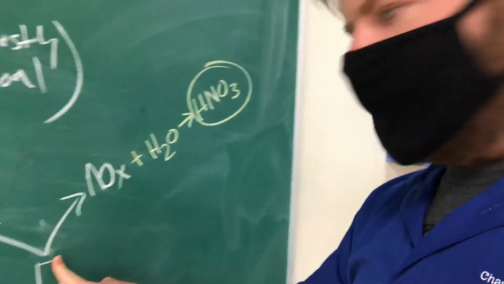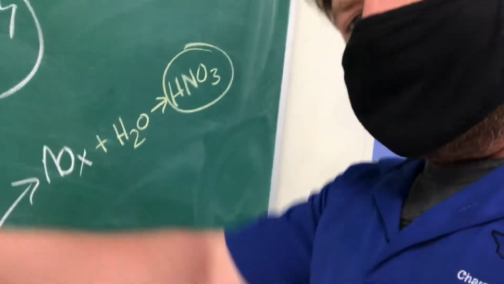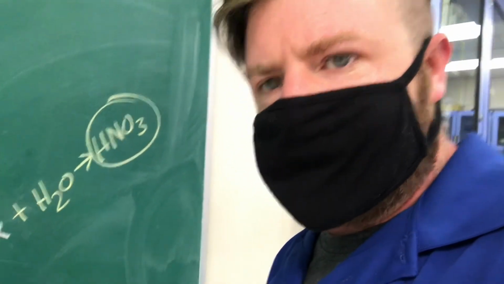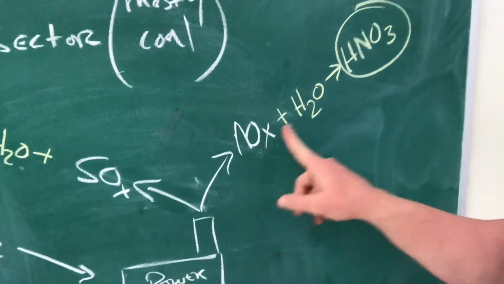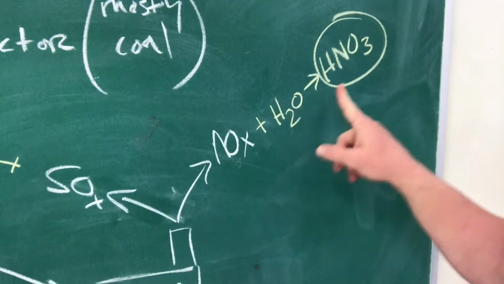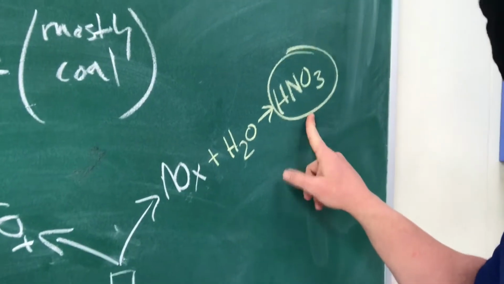Now, in this diagram, because we're sucking in nitrogen from the atmospheric air, NOxes are also going to be created. This is the same reaction that was listed over here when we talked about the transportation sector. NOxes, that's the primary pollution, combine with water in the atmosphere to make HNO3. This is the secondary pollutant here.